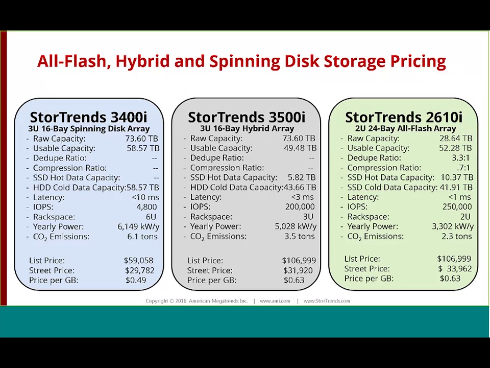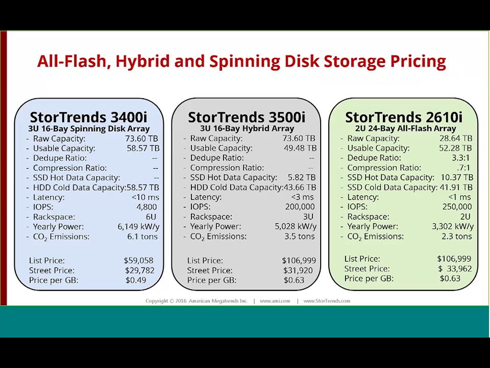So we like to line all three of our boxes up and show you what they would cost you if you pulled the trigger today. On the left here, you're going to see the 3400. This is a spinning disk solution. The usable capacity we tried to hit with this was 50 terabytes. We're a little high on capacity for the 3400, but that's the only configuration that could get you close to the exact 50 terabytes.